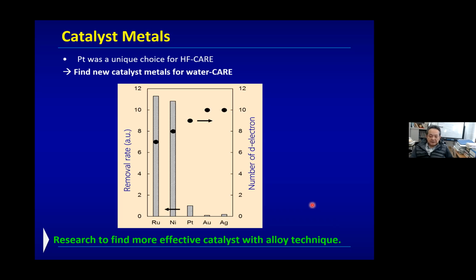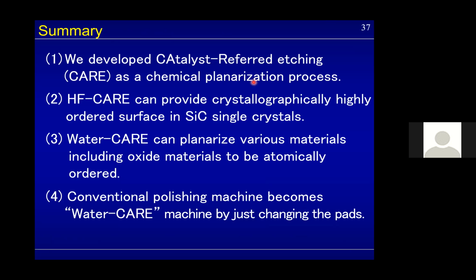This is the summary. We developed the CARE process as a chemical planarization process, and silicon carbide was planarized, and water CARE became possible. And this is most important: a conventional polishing machine becomes a water CARE machine by just changing the pad from non-catalytic to catalytic. Just by changing the pad, the machine becomes a water CARE machine. So I hope this method contributes to many kinds of industrial fields.